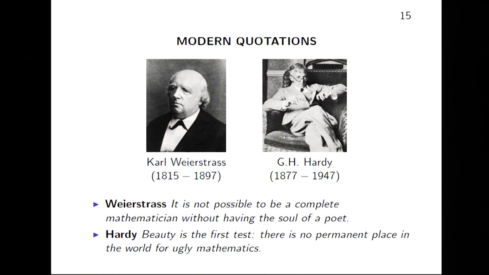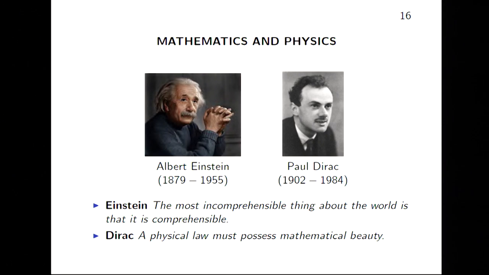One by Karl Weierstrass, who was the symbol of hard, rigorous analysis in the 19th century, but he had a soft spot. And he said it is not possible to be a complete mathematician without having the soul of a poet. And Hardy, over there, said beauty is the first test: there is no permanent place in the world for ugly mathematics. Then we move on to physics, mathematics.